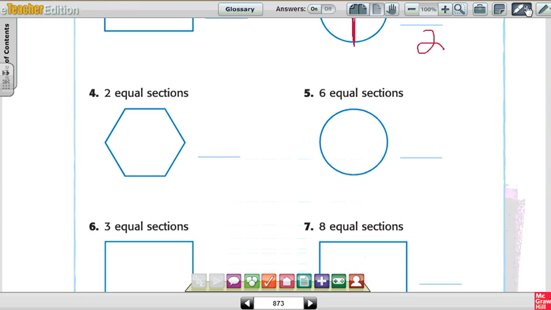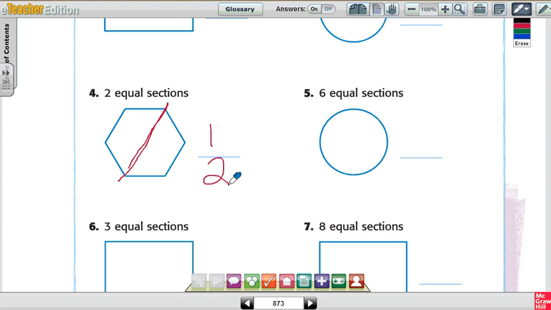Number 4 and 5, they say 2 equal sections. Is that 2 equal sections? Yes, it is. This side and that side. Are these 2 equal sections? Yes. So it really doesn't matter which way, as long as I go from one end to the other. So what would be my unit fraction? 1/2.